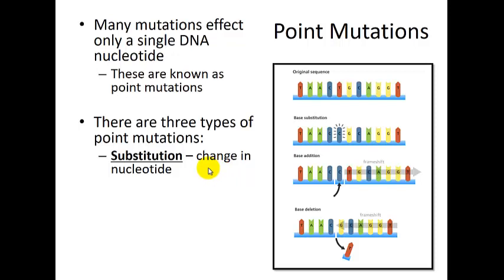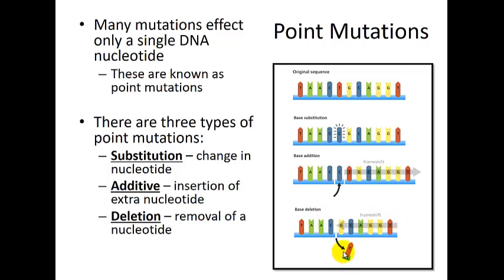Now, a point mutation can occur in three specific ways. Number one is called a substitution. This is where the original nucleotide of one position is altered into a different nucleotide. Addition is where we end up throwing an extra nucleotide into the sequence. And deletion is where we remove a nucleotide from the sequence. As we'll see going forward here, addition and deletion mutations tend to be the most harmful. But all three of these fall into the category of a point mutation.